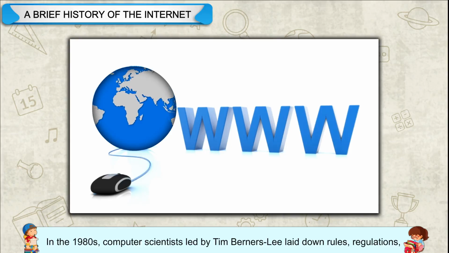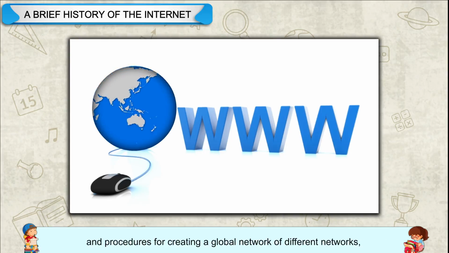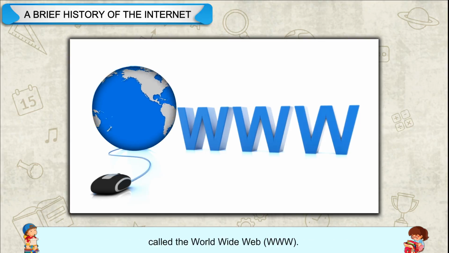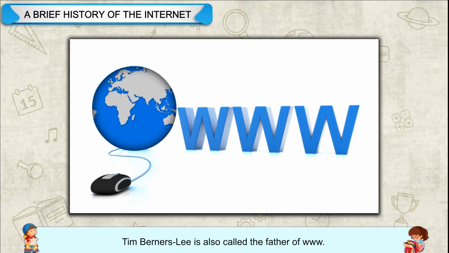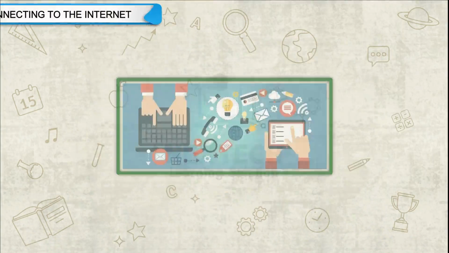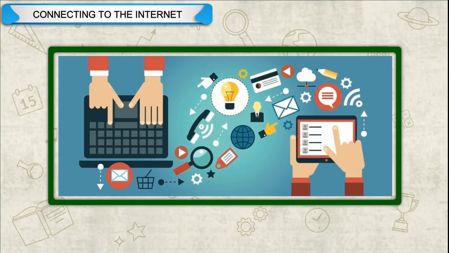In the 1980s, computer scientists led by Tim Berners-Lee laid down rules, regulations, and procedures for creating a global network of different networks called the World Wide Web, WWW. Tim Berners-Lee is also called the father of WWW.